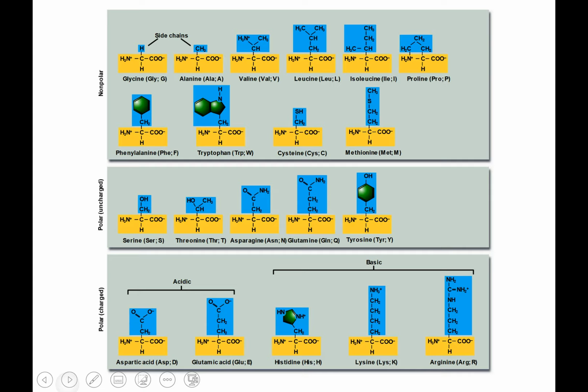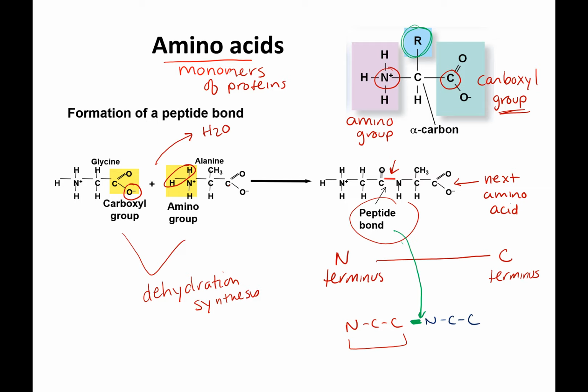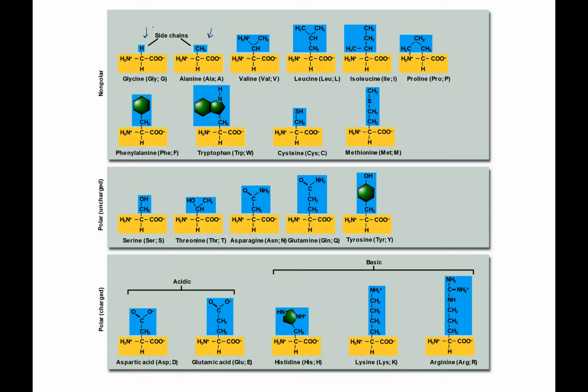We have 20 standard amino acids. What I want you to notice from this chart is that the yellow is that common NCC backbone. The R is the unique group for each amino acid. We have very small R groups and very large R groups. The R groups give the protein its ability to fold and form tertiary structure, and you know that structure equals function. The R groups have different characteristics, such as nonpolar, polar, charged, acidic, and basic. This is what drives protein folding.